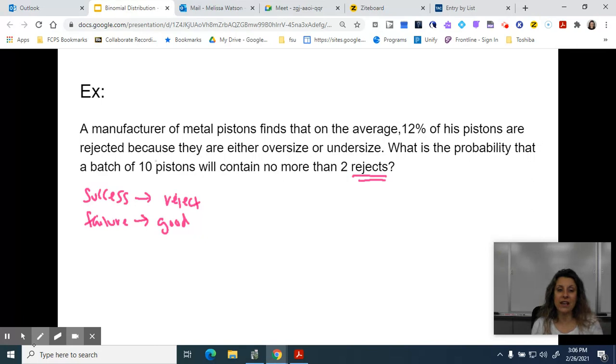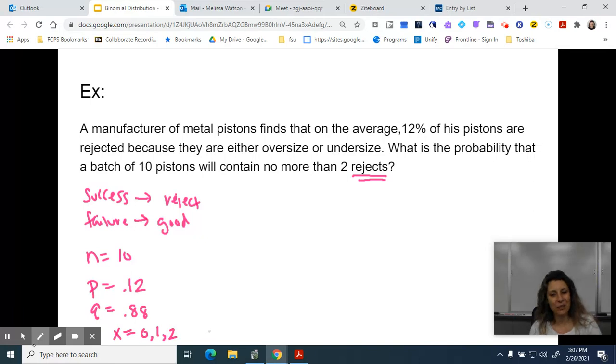But we are selecting 10 pistons, so that's n. Probability of success, which is getting a reject, was given as 12%. So that means the probability of failure, or the probability of selecting a good part, would be 88%. And x is the number of successes. We want no more than 2 rejects. So that means we would want 0 rejects, or 1 reject, or 2 rejects.